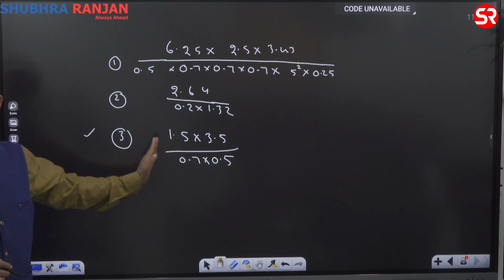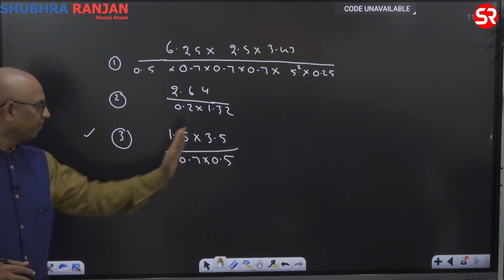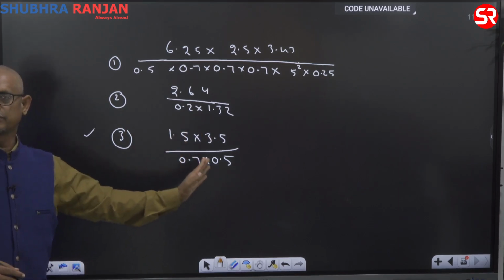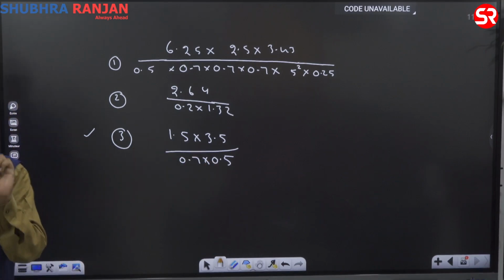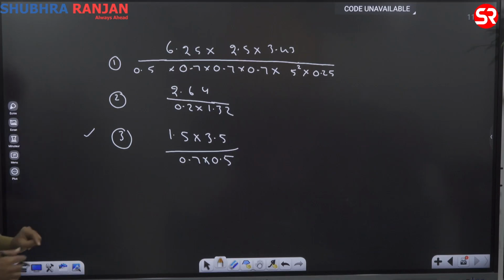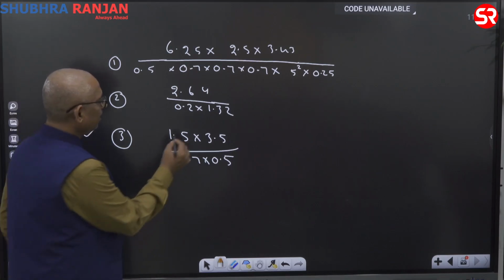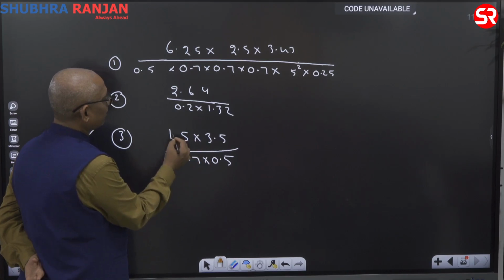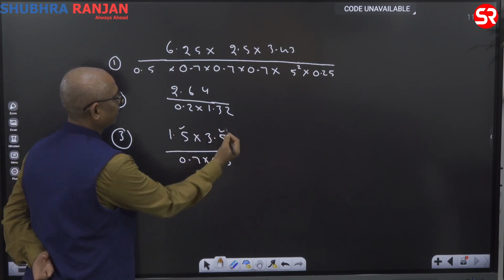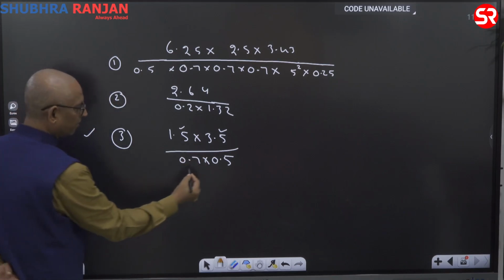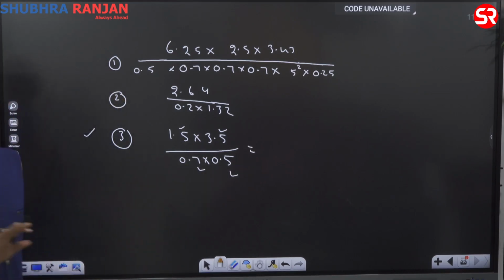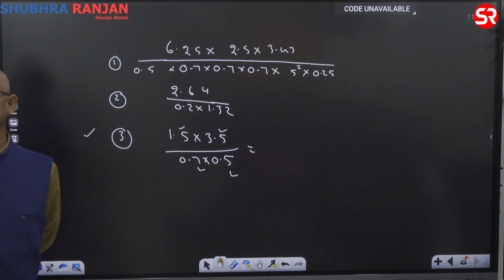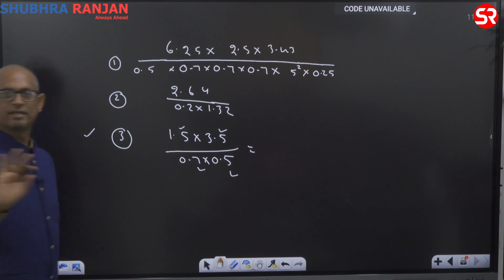See, here 1.5 into 3.5 by 0.7 into 0.5. So, whenever you are doing problems related to decimals, please keep in mind one point. That is, see, how many digits are there after decimal? 1, and here 2. Here also 1, 2. Then simply what you have to do is remove the decimals and write the digits as it is. That's thing. Nothing you have to do.